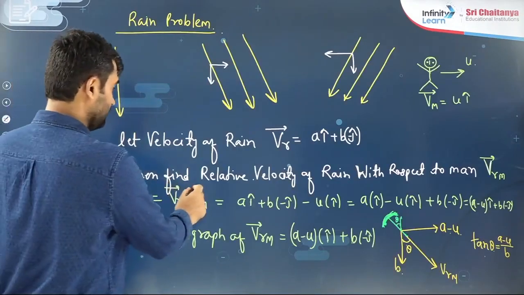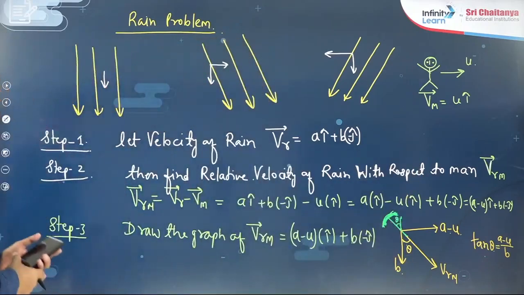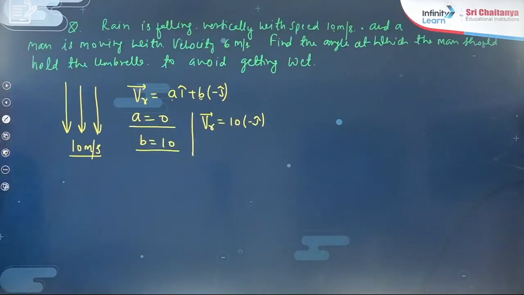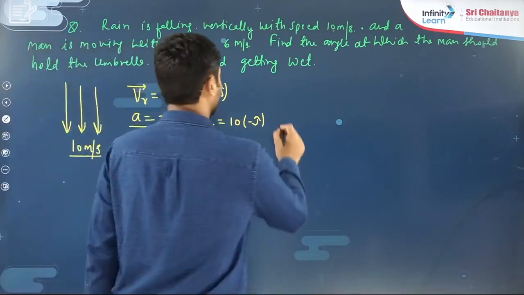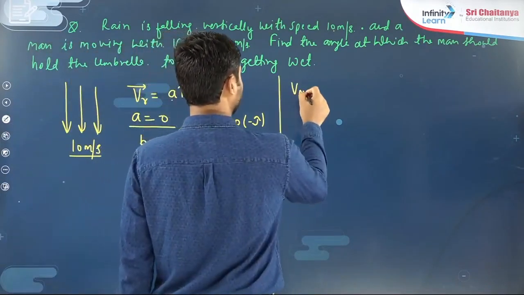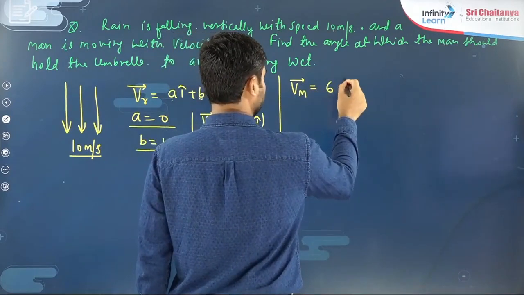Now what is the next step? The next step is to find the relative velocity of rain with respect to the man. VRM we have to find out. So we have to find out VRM here. Now VM is given. Okay, how much is VM given? VM, the velocity of the man, is 6.